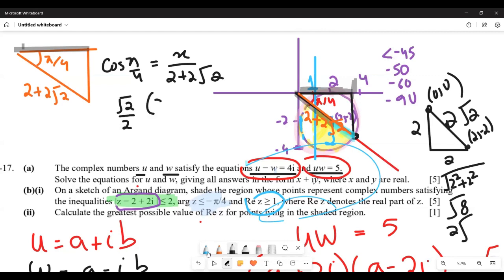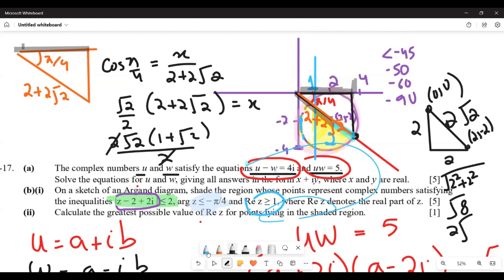And with that, you have to multiply the denominator. And that's x. I'm going to bring out a 2 from the numerator, and it will be 1 plus under root 2 inside. And this 2 cancels out. And when we multiply the rest, we get under root 2 plus 2. So that's the maximum value of the real part of the shaded region.